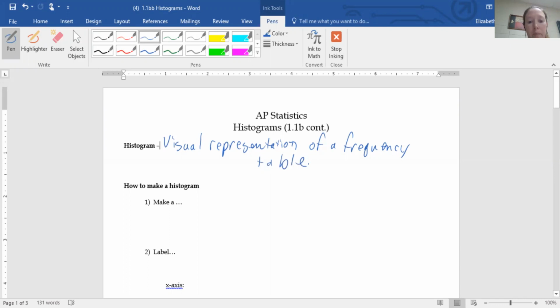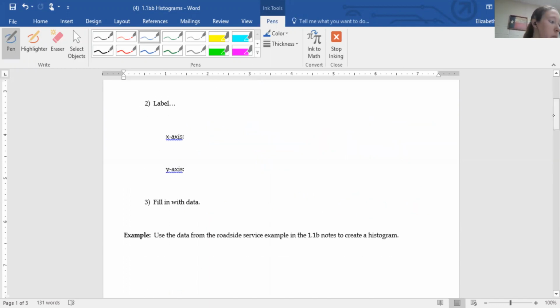All right, so how to make a histogram. Step 1, make a frequency table of your data. Step 2, label your axes. Your x-axis is going to be your classes.